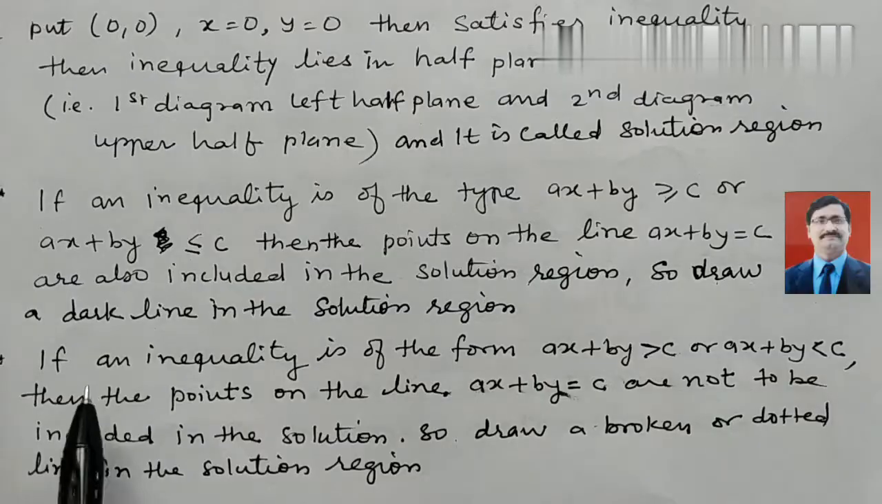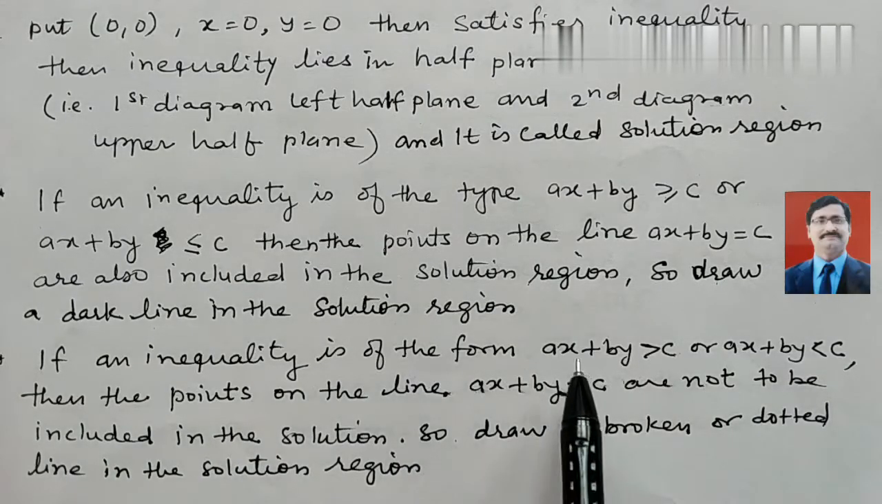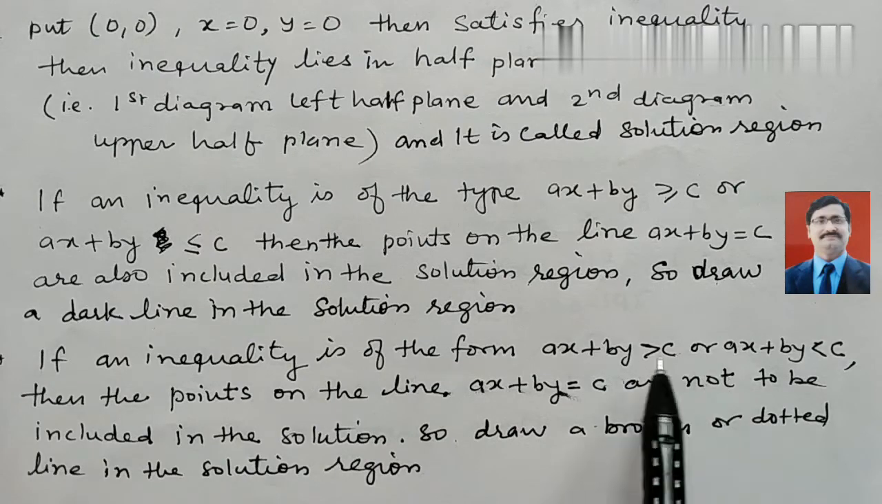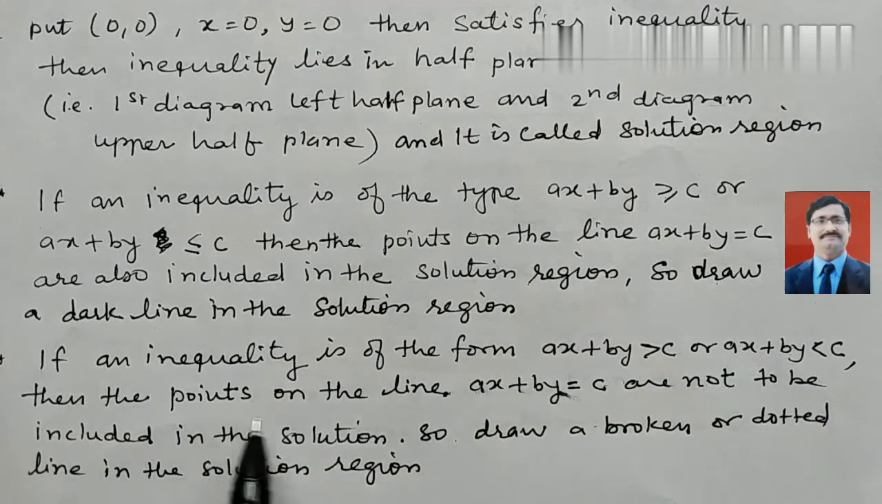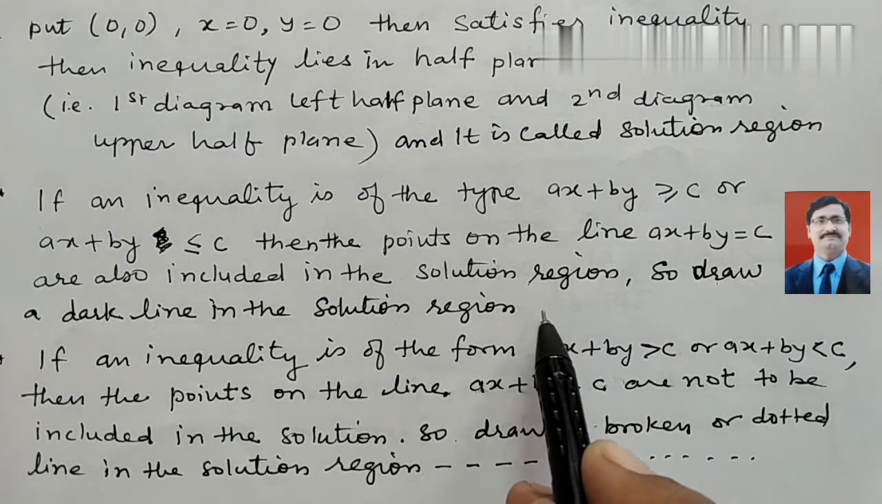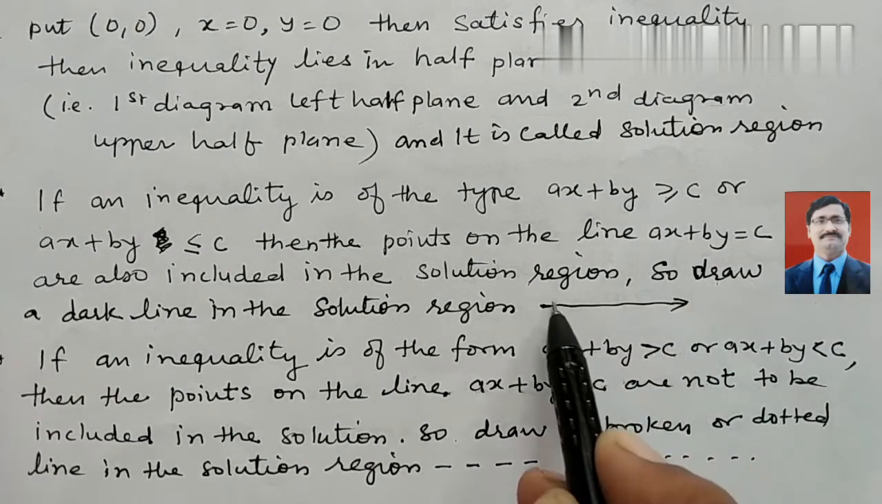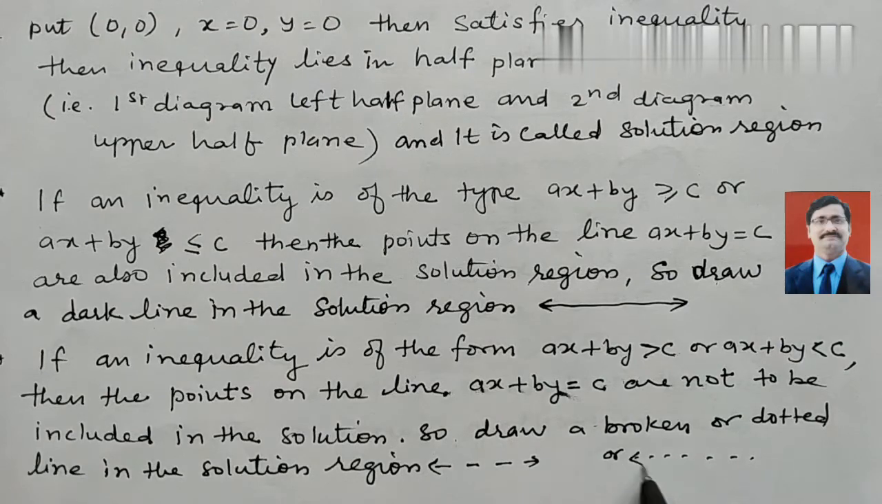If an inequality is of the form ax plus by greater than c, or ax plus by less than c, then the points on the line ax plus by equal to c are not to be included in the solution. So draw a broken or dotted line. A dotted line or broken line, this type, and if the line is included, we draw a dark line, this type of dark line. All of you understand this?